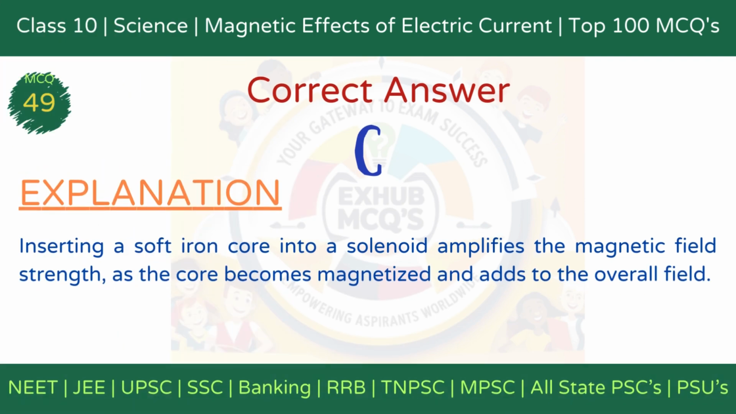The correct answer is option C, by using a soft iron core. Explanation: inserting a soft iron core into a solenoid amplifies the magnetic field strength as the core becomes magnetized and adds to the overall field.